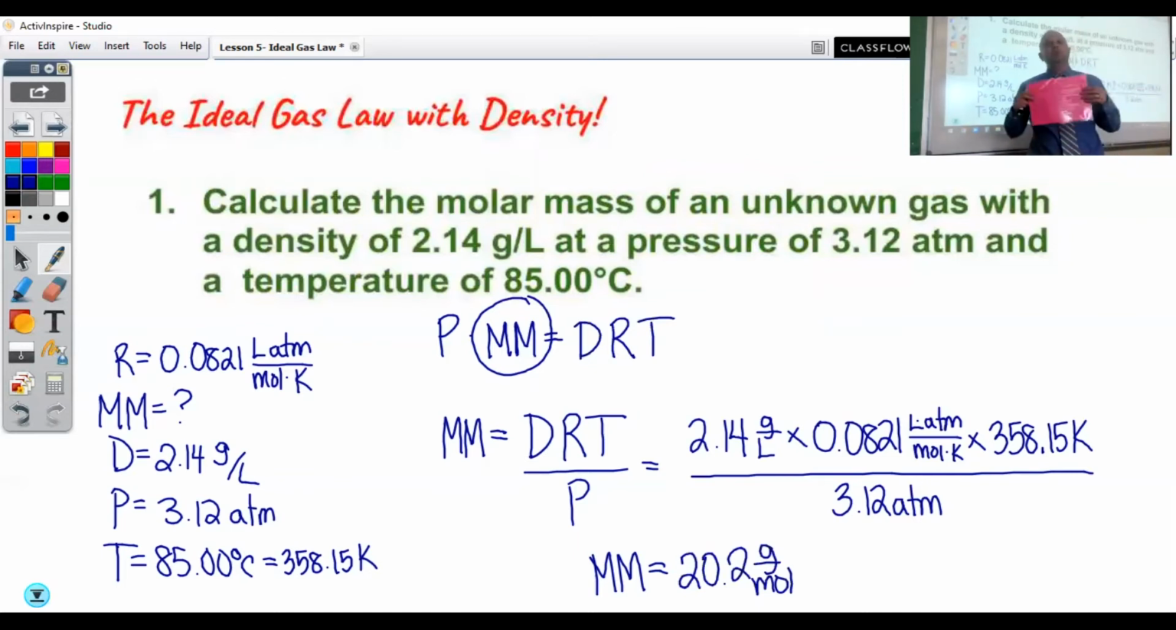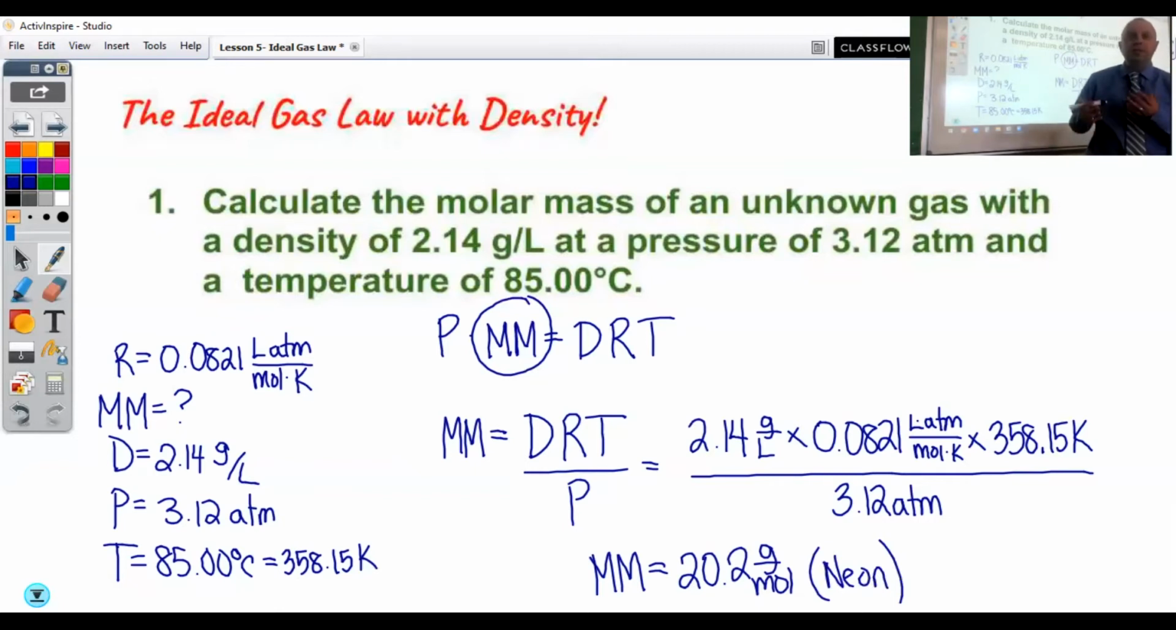So in those cases, we would look at our periodic table and find a gas that has a molar mass of 20.2. In this case, we might say that our gas is neon. So neon gas has a molar mass of exactly 20.2 grams per mole.